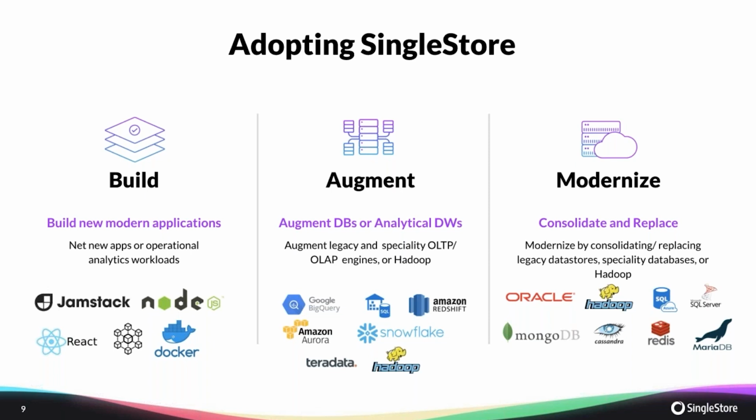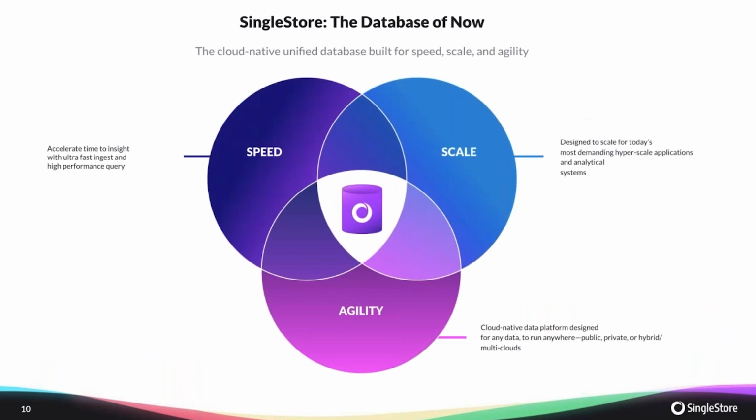They're using us to build these modern new apps that, as an example, may need to be customer or internet facing at scale with real-time millisecond response requirements. They're augmenting existing systems because those systems are not able to meet the real-time analytic SLAs or even the workloads that combine real-time with historical analytics and querying. And they're also modernizing.